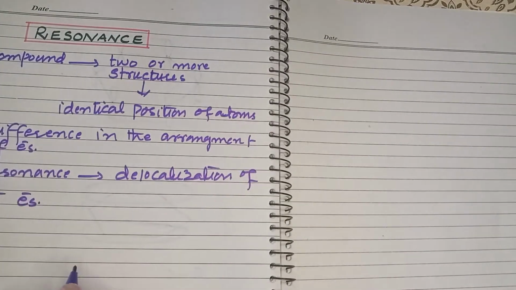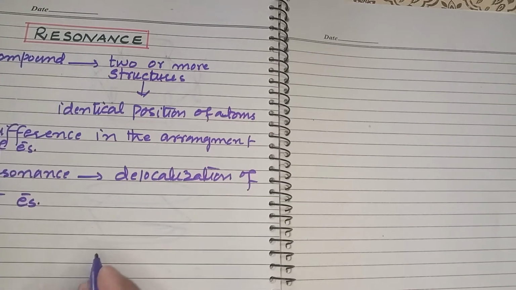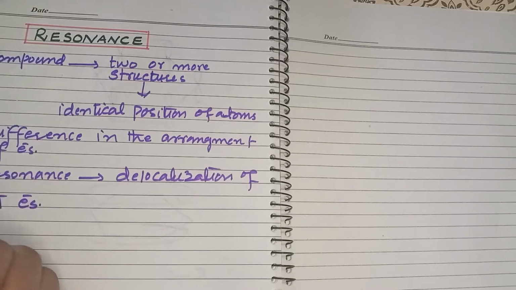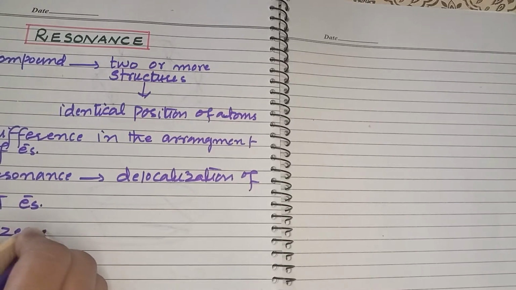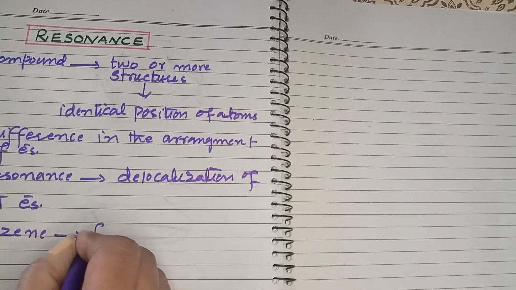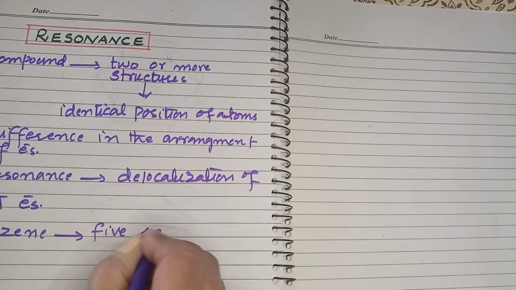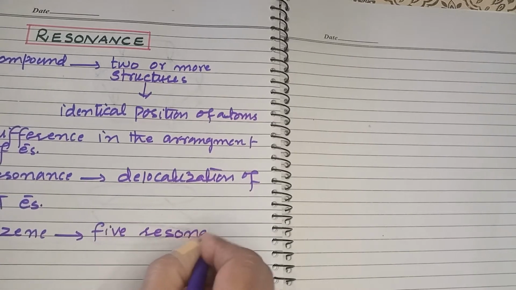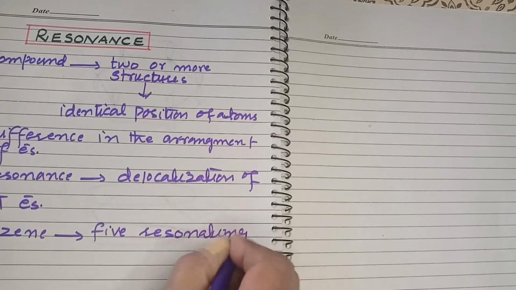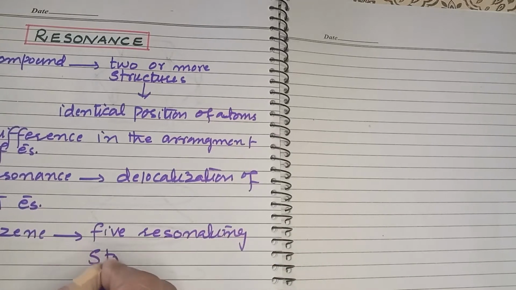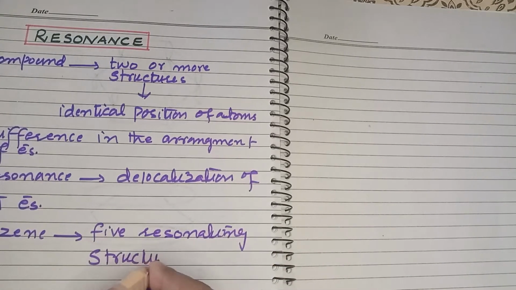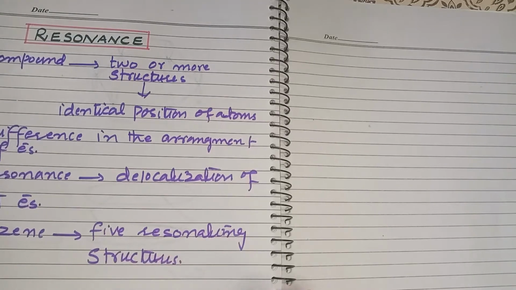Now there are 5 resonating structures of benzene. If we talk about benzene, it has 5 resonating structures. Now we'll see what these 5 resonating structures of benzene are.